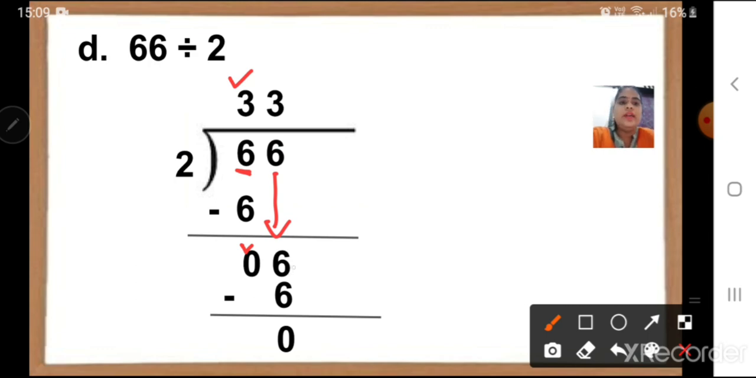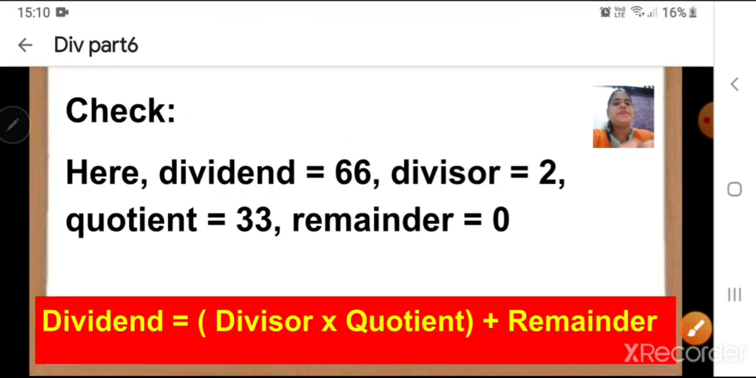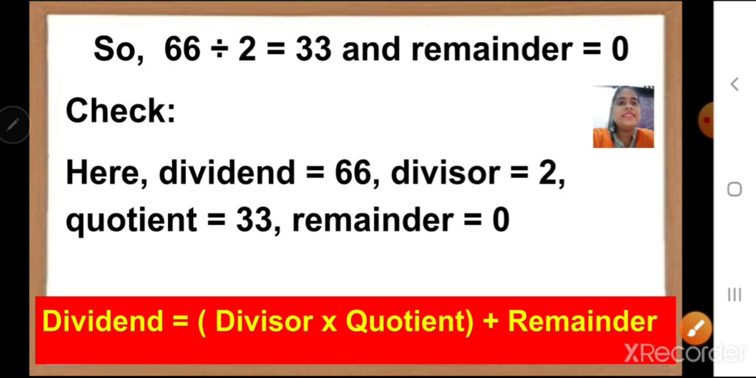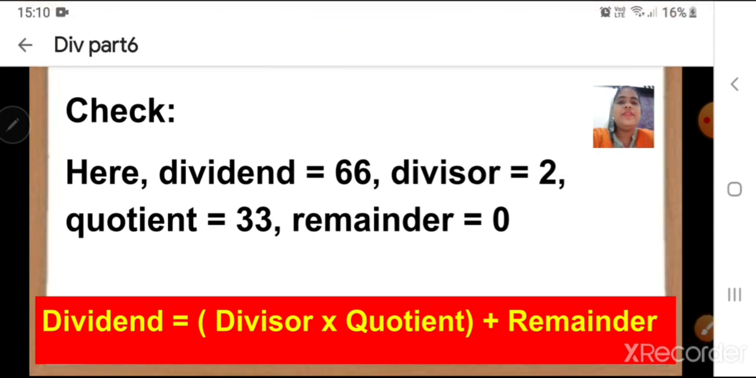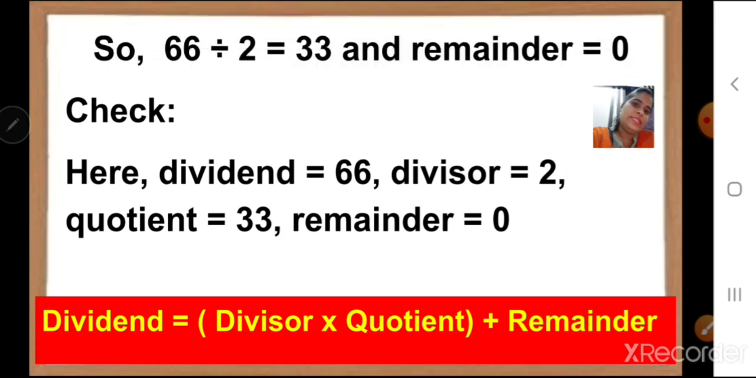Then again we have 6. So again 2 3s are 6, we will write here number 3 and then we will write 6 here. 6 minus 6 is equal to 0. Now there is no other number to come down, so that means we have to stop. So we can say that 66 divided by 2 is equal to 33 and remainder is equal to 0.